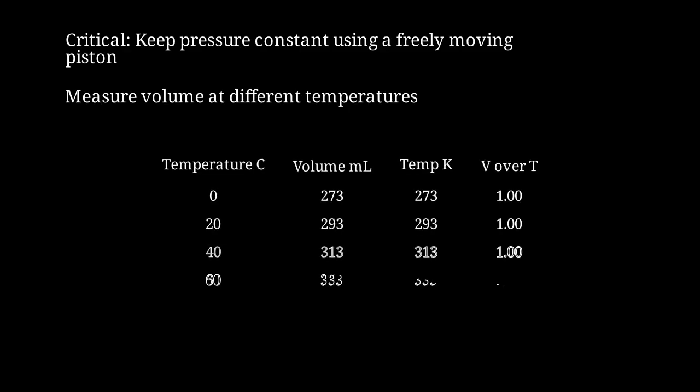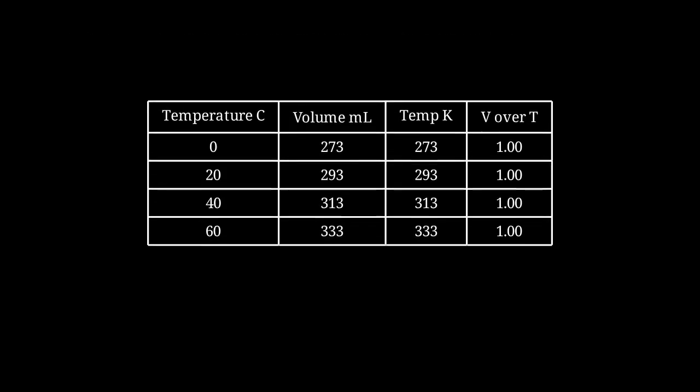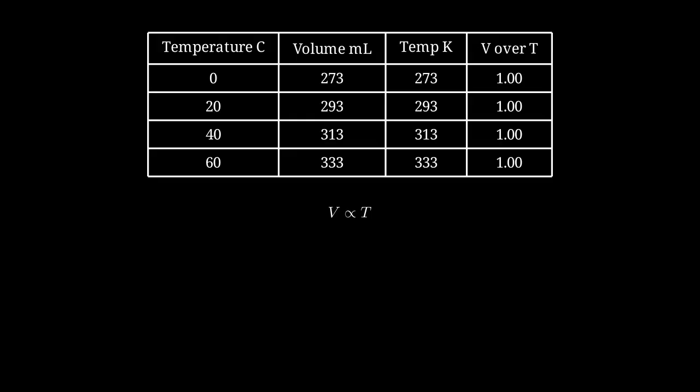Here's the data table. Notice I've added a column for temperature in Kelvin and a column for V divided by T. This ratio is constant. This is evidence for direct proportionality. Charles's law states that volume is directly proportional to absolute temperature when pressure is held constant. Mathematically, V over T equals a constant K. Notice we must use absolute temperature in Kelvin, not Celsius.